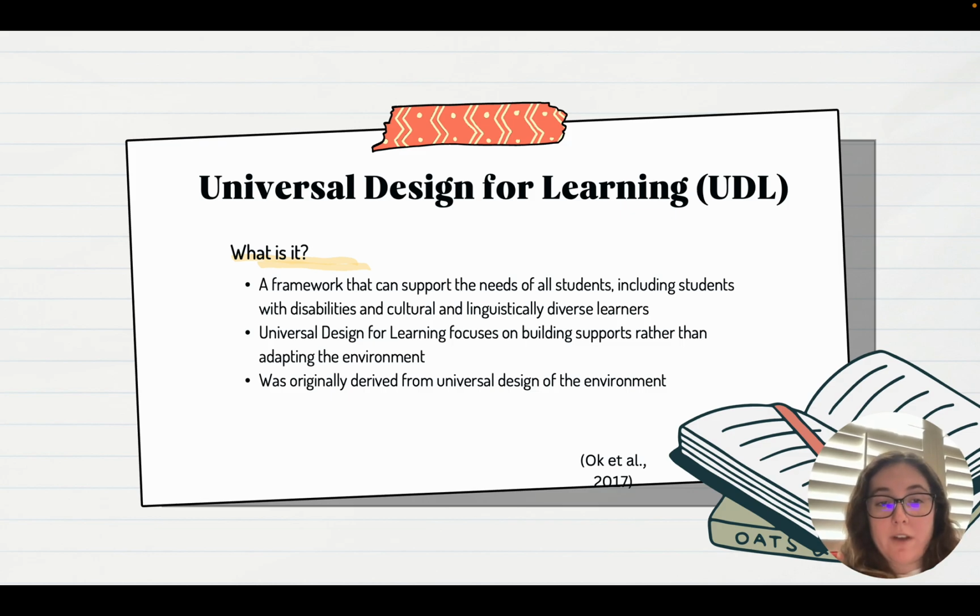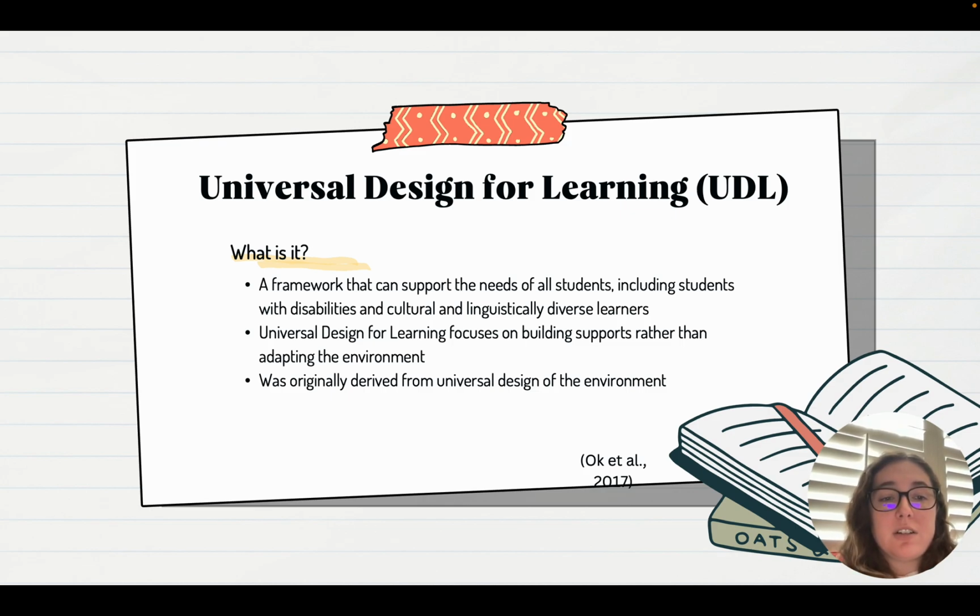Universal Design for Learning focuses on building supports rather than adapting the environment. So instead of removing the student from the environment they're in, Universal Design for Learning would just focus on adjusting some supports, putting in place some supports so that they can stay in the same environment, but they will just have a little bit of an easier time and some supports to help them.